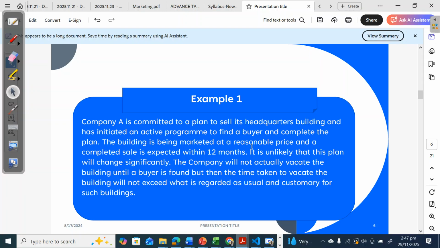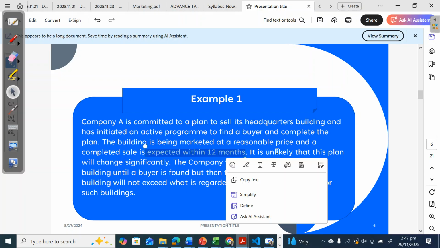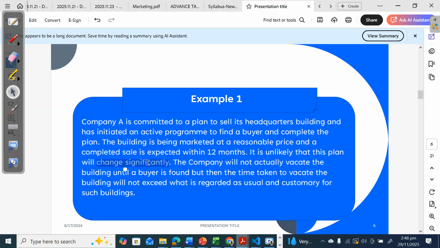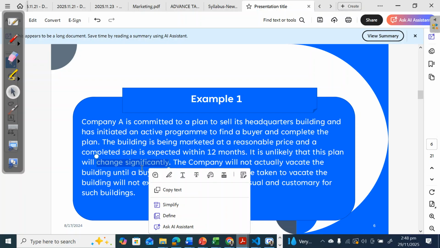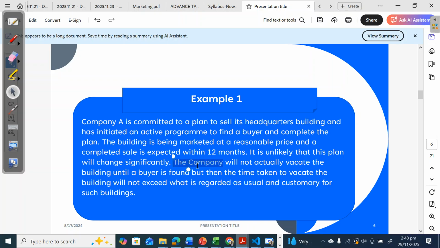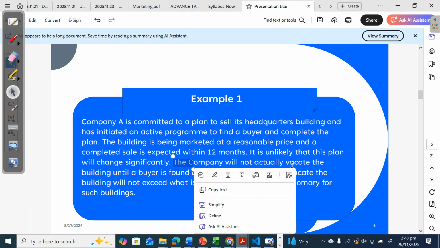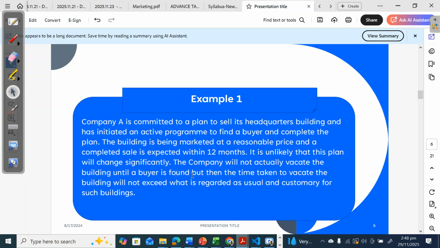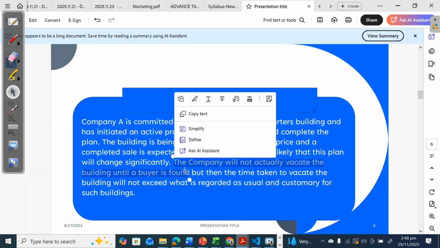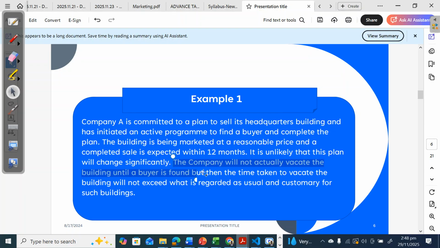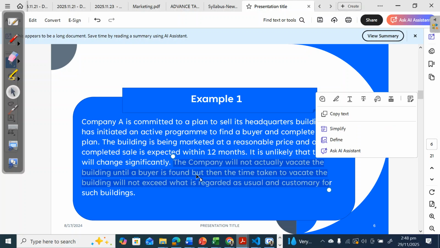So, looking at the conditions here, they have met the reasonable price. It is unlikely this plan will change. They are not going to change the plan. But here, that's where the problem is. The company will not actually vacate the building until a buyer is found. So that's the issue here. But there's a further reason, a further explanation to this.